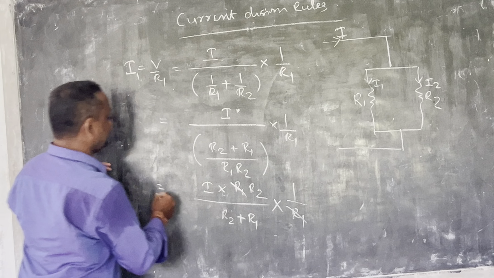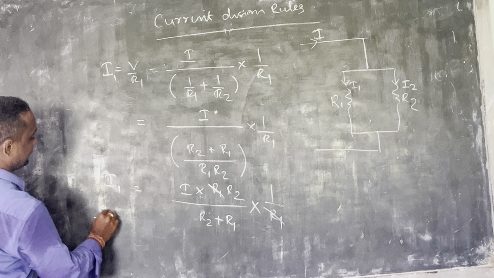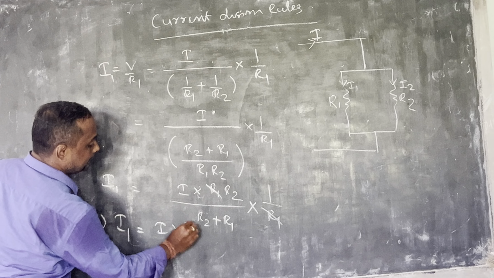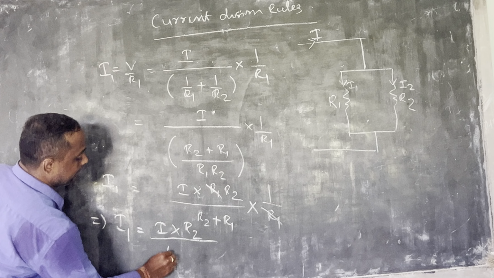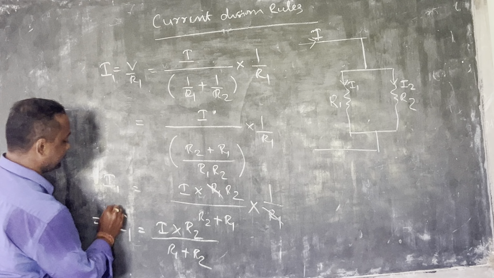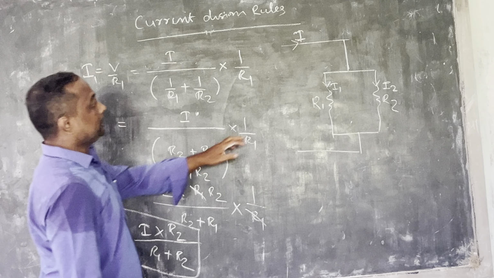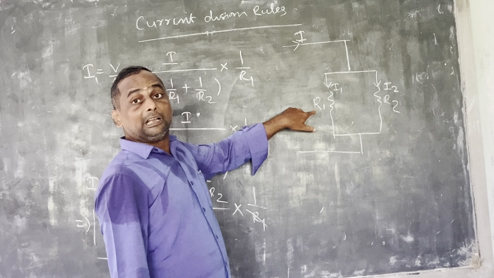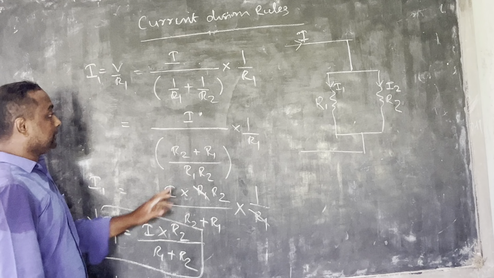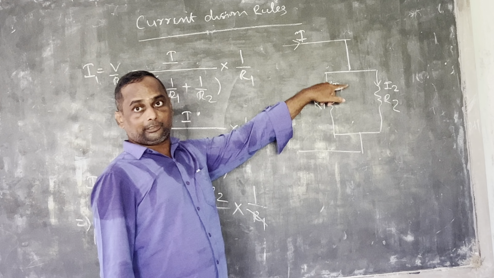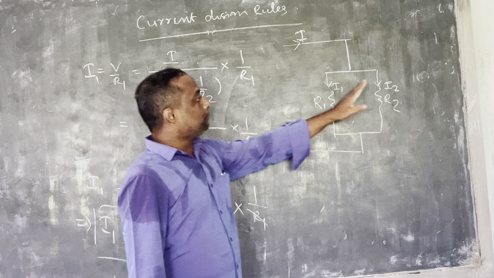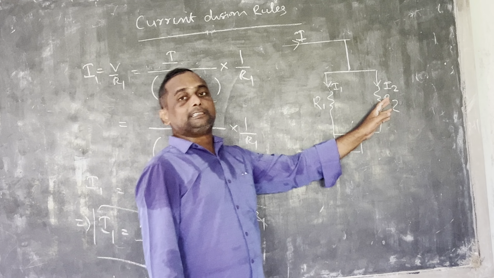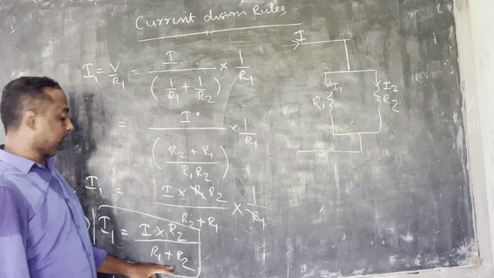R1 gets cancelled. Here the current I1 equals the total current into the opposite resistance, divided by R1 plus R2. In this figure, the current I1 flows in the resistance R1. The total current I is multiplied by the opposite resistance R2, divided by the sum of the resistances, that is R1 plus R2.